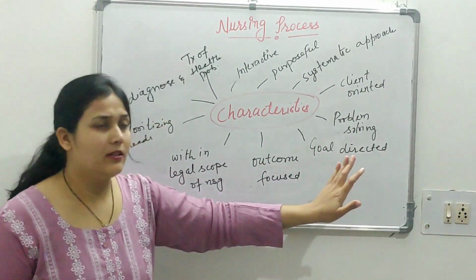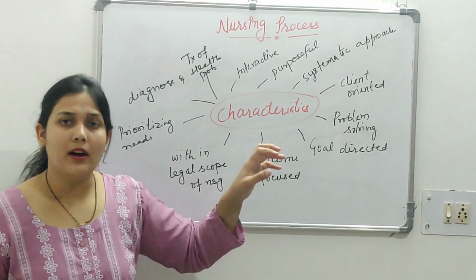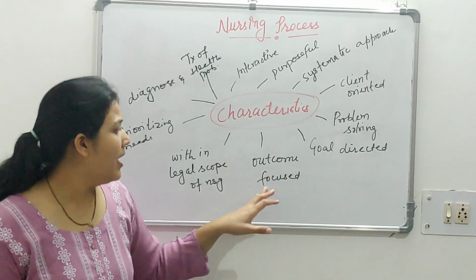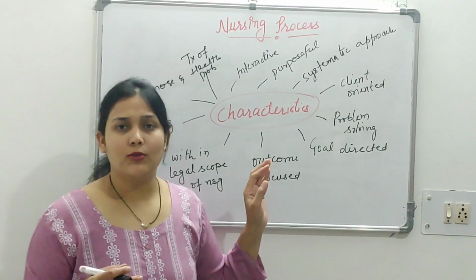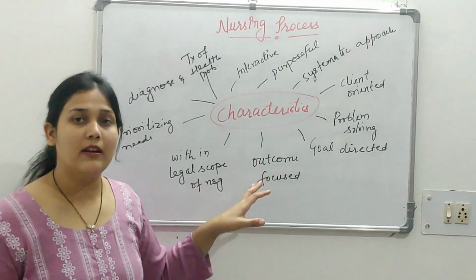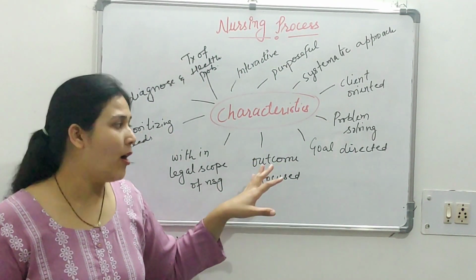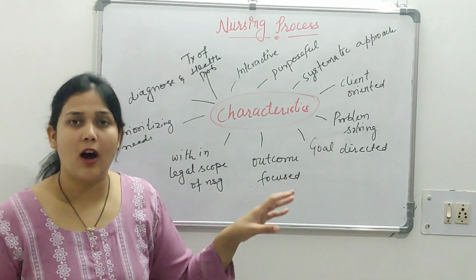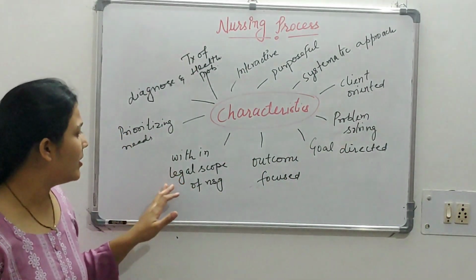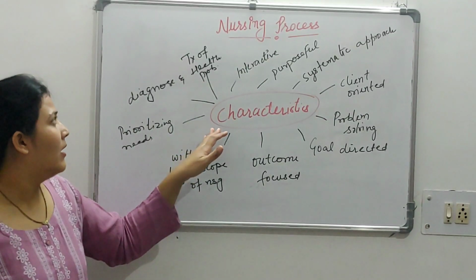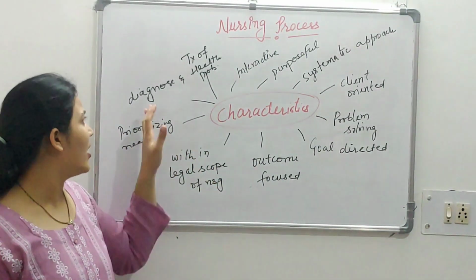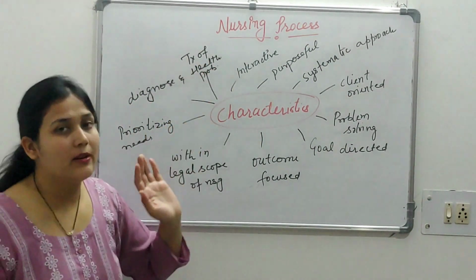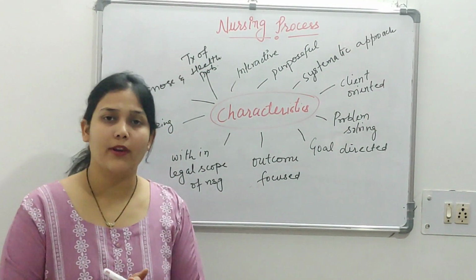Characteristics: it includes they are goal directed to meet the health problem needs of the client. Outcome focused. So whatever care we are giving to the client, the outcome should be evaluated, and the outcome of what care we have given should be positive. Within the legal scope of nursing, nursing process in which we are prioritizing the needs of the client and we are diagnosing them and we are giving treatment to solve the health problem of a client.